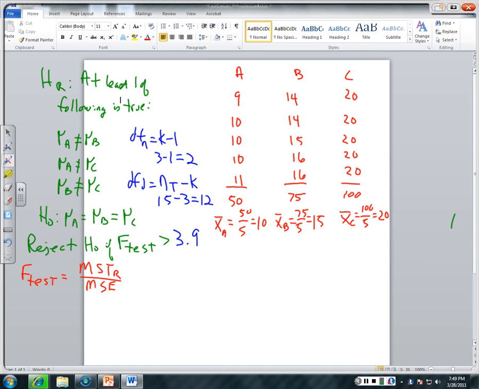I'm going to go ahead and write down here X bar bar. That's the mean of the means. And it's going to equal X bar A plus X bar B plus X bar C divided by the number of them, which is k. And that's going to equal 10 plus 15 plus 20 divided by 3, which is equal to 15.